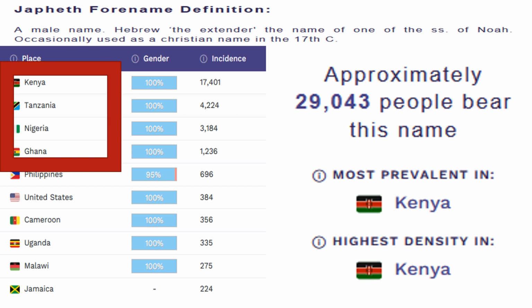Now, this name, you see 29,000 individuals bearing this first name, and it's most prevalent in Kenya. And so the holding on to this identity is most prevalent in Kenya, followed by Tanzania, Nigeria, Ghana, and then you have some in the Philippines, and then you see the rest of the places. But there is a heavy presence in Africa.